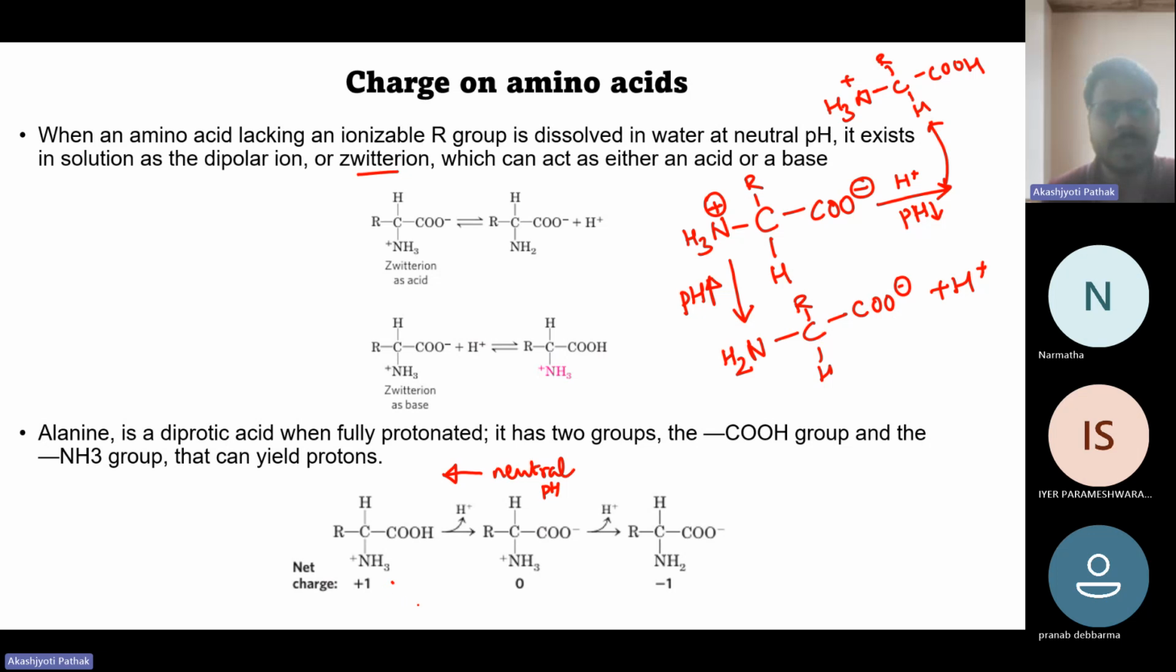As you start increasing the pH, or start adding base, OH groups, to the solution, what will happen? This NH3 plus group will lose its proton, and now the net charge on this amino acid is minus one. At neutral pH the charge is zero, at acidic pH it will be positively charged, and at basic pH it will be negatively charged.